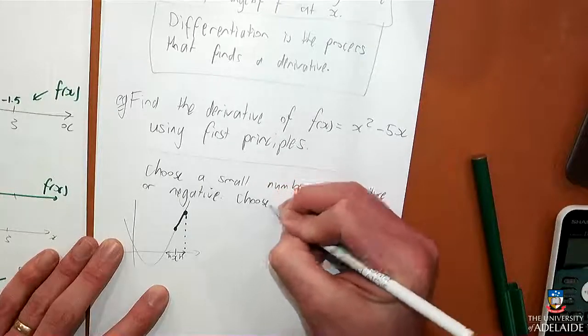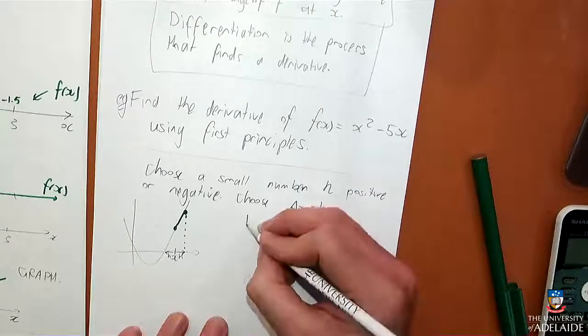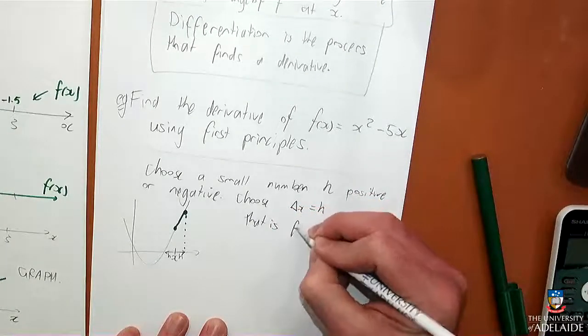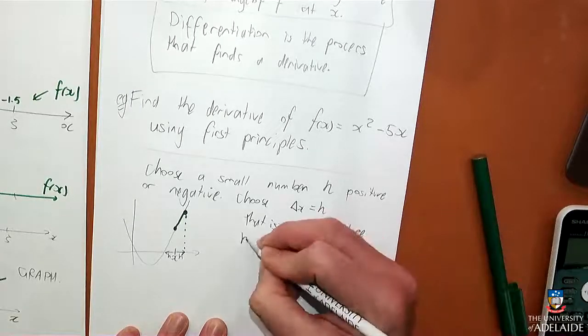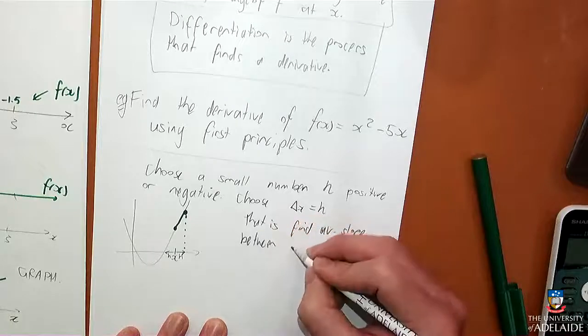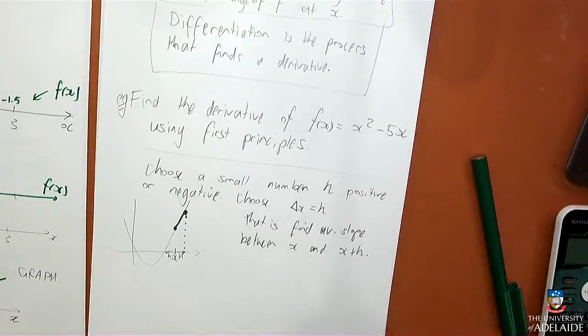And choose delta x to be equal to h. Okay. So that is: find the average slope between x and x plus h. Okay, so this is the whole process of differentiation by first principles. So it's all there. If anyone asks you to do differentiation by first principles, you can do this. And you need to include these steps.